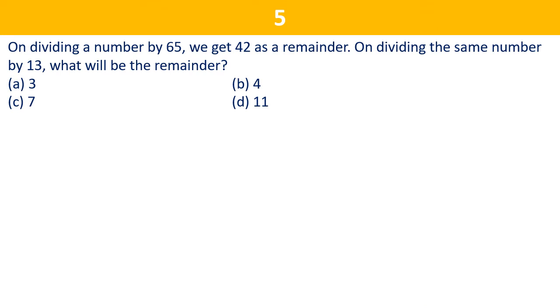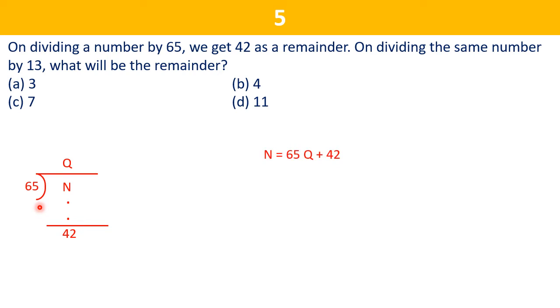Problem number 5. On dividing a number by 65, we get 42 as a remainder. On dividing the same number by 13, what will be the remainder? So here, as stated, there is a number which, if we divide by 65, gives a quotient, let us say q, and 42 as remainder. So how can we write the number n? It is equal to divisor into quotient plus remainder. So n can be written as 65 into q plus 42.